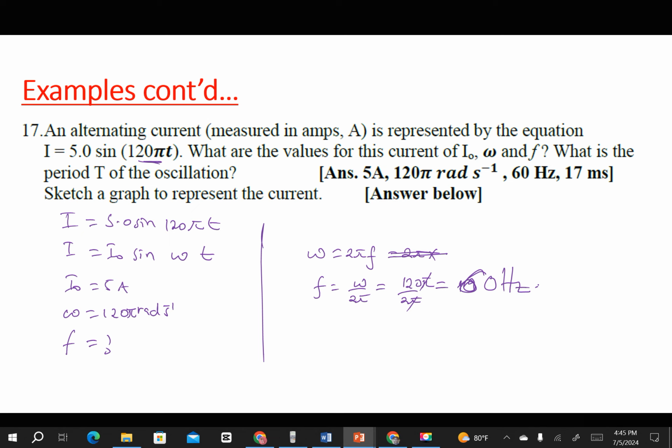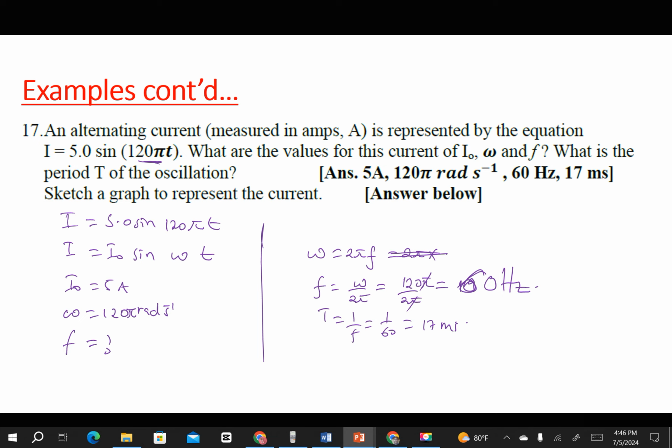Then sketch a graph to represent the current. Oh, what is the period? Of course, period is equal to 1 over f, which is 1 over 60. What is 1 over 60? 1 divided by 60 is 0.0166 recurring, which is approximately 17 milliseconds.